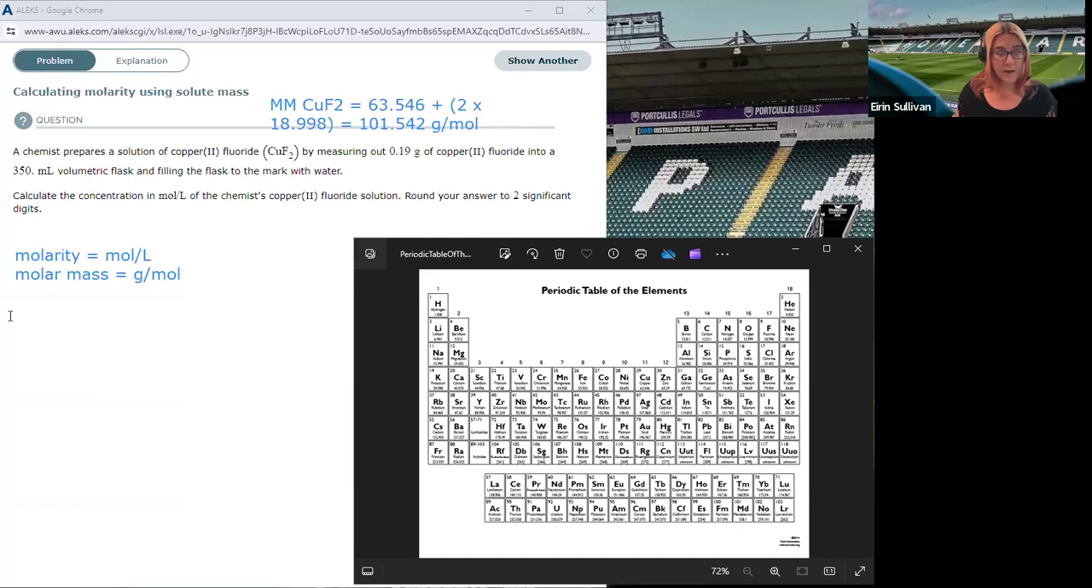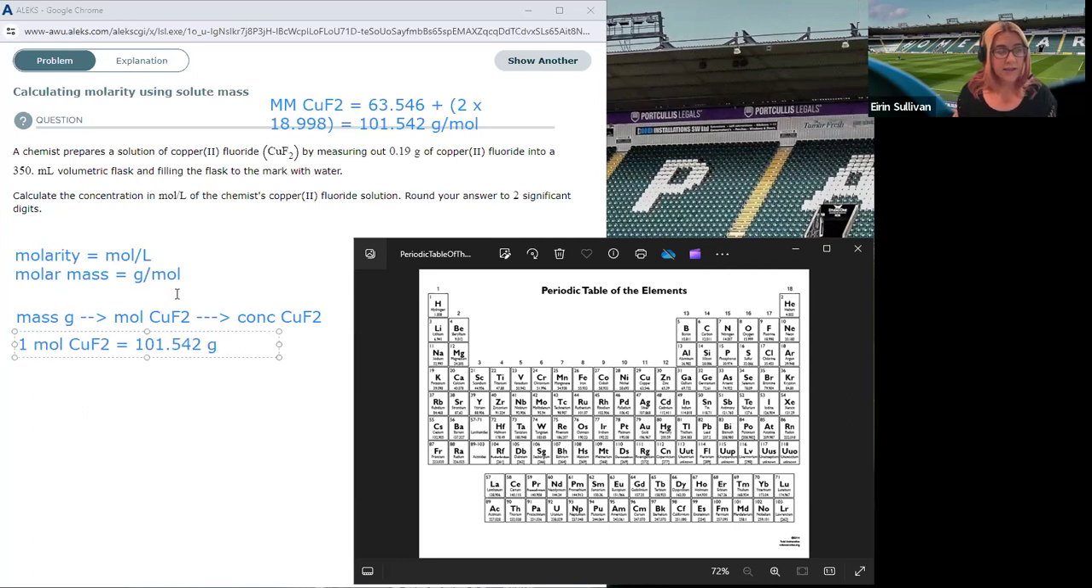So we're going to use that as an equivalency to convert mass in grams to number of moles. We're going to go from mass in grams to the moles of copper fluoride. And then we're going to use the volume to get to the concentration of copper fluoride in terms of molarity. Each of these arrows is going to be an equivalency. The first equivalency we're going to use is the molar mass: 1 mole of copper fluoride weighs exactly 101.542 grams.